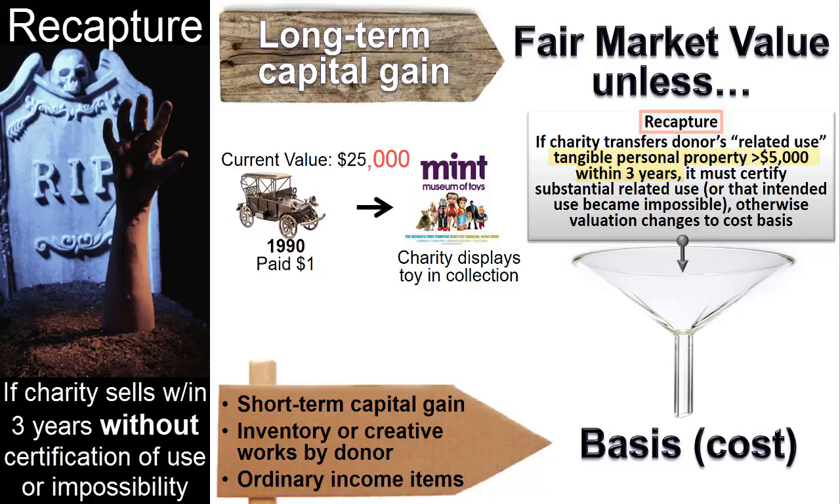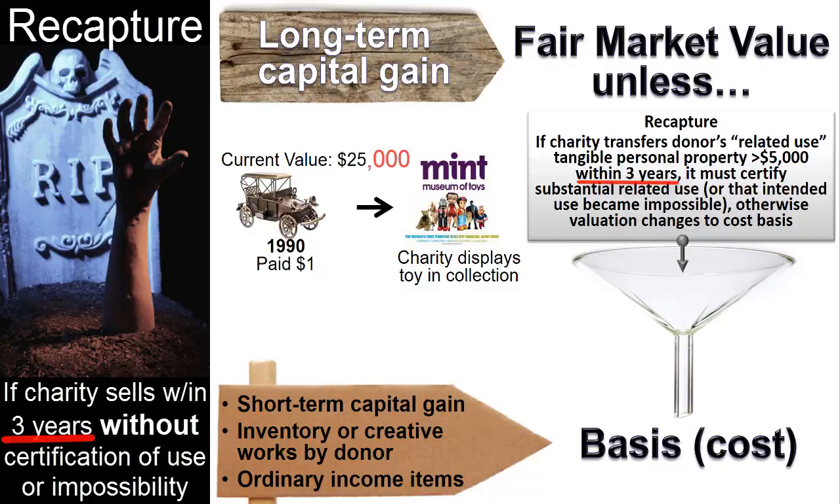However, if the reason the charity sold the car was because their museum location burnt down, making it impossible to display the car as originally intended, then no recapture would be required, assuming that the charity certified that the original intended use became impossible. Alternatively, if the charity had, for example, displayed the car for 2.5 years in its collection prior to the sale of the item, and it was willing to certify this substantial related use, this certification could also prevent recapture. Obviously, the simplest and cleanest way to avoid recapture is to make sure the charity does not sell the item for at least 3 years.